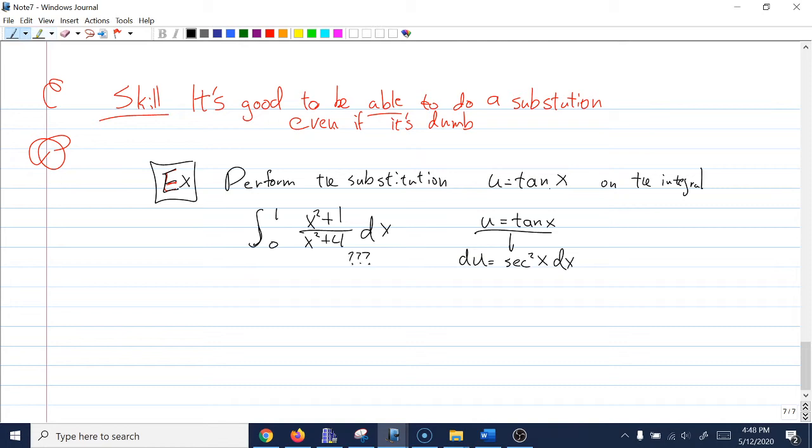A thing that helps you be able to do substitutions even when they're dumb, and this is useful to know even when it's not dumb, is that you can take this and solve it for x. If u is tangent x, then x is tangent inverse of u.